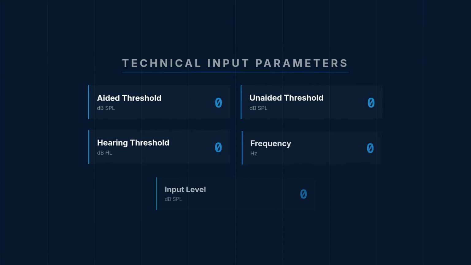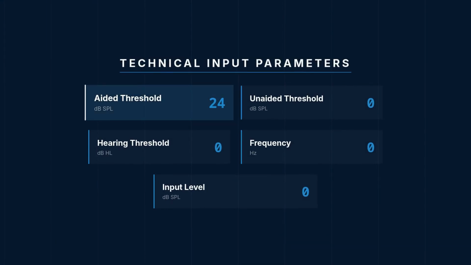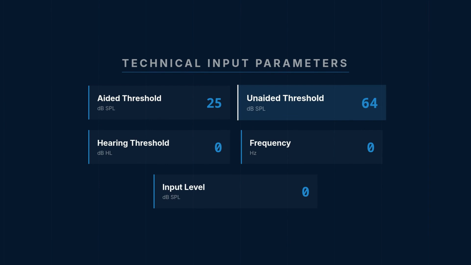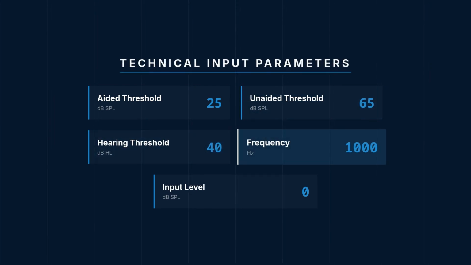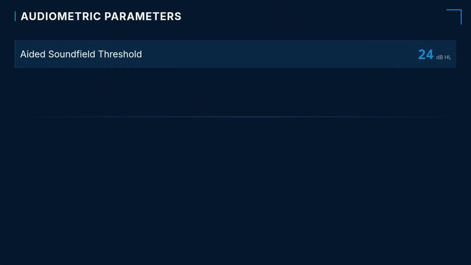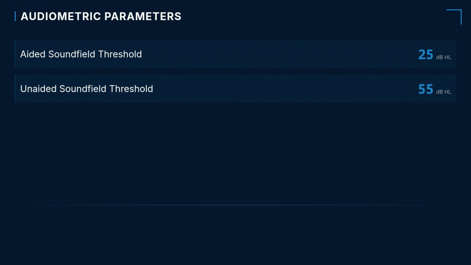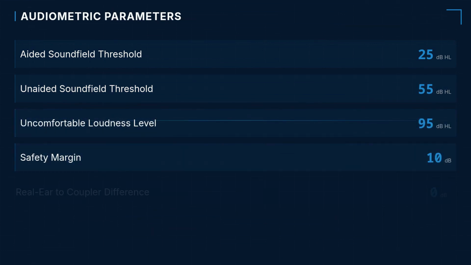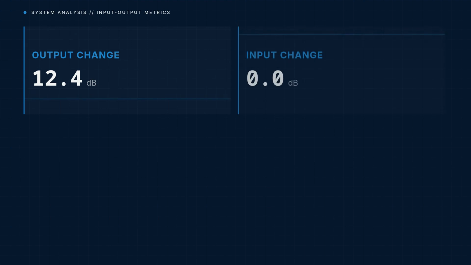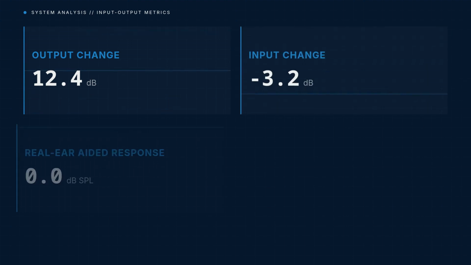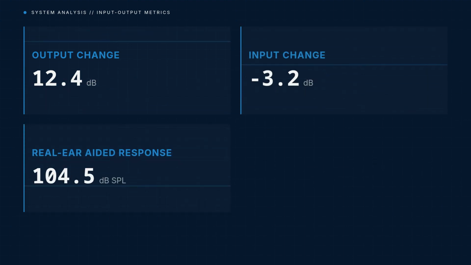The input fields include aided threshold in dBSPL, unaided threshold in dBSPL, hearing threshold in dBHL, frequency in Hz, input level in dBSPL, aided sound field threshold in dBHL, unaided sound field threshold in dBHL, uncomfortable loudness level in dBHL, safety margin in dB, real ear to coupler difference in dB, output change in dB, input change in dB, real ear aided response in dBSPL, and real ear unaided response in dBSPL.